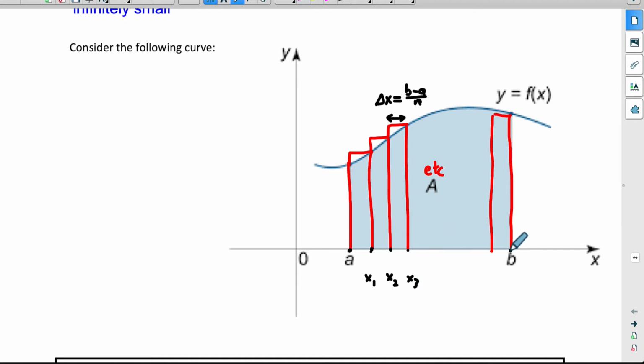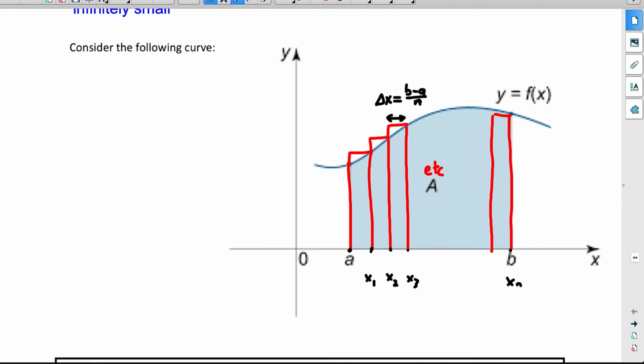And this one here would be point B, but we could also call it xn, because that's going to equal the number of rectangles, right? If we only have one rectangle, it'd be x1. If we had two rectangles, x2. If we had three rectangles, x3 would be the last one. But if we have n rectangles, the last one would be xn. But we could also call it b.